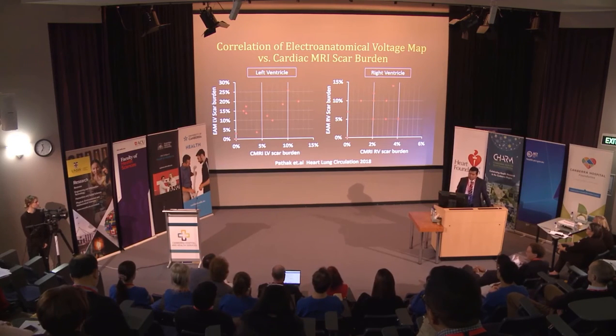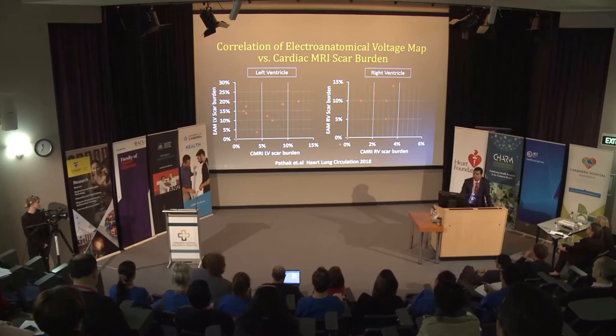This may not be true for every other case. In patients with RV cardiomyopathy, the correlation of MRI picking up scar is really poor when compared to the electroanatomical map. Here we have a scatter correlation plot where on the y-axis we have the electroanatomical map showing scar burden for left ventricle and right ventricle. On the x-axis we have MRI scar burden for left and right ventricle. And as we can see, there is practically no correlation.